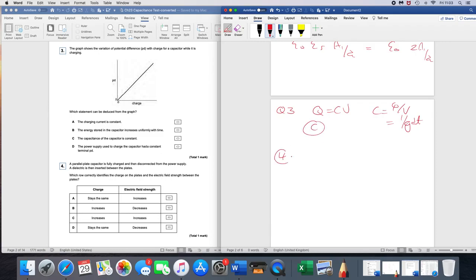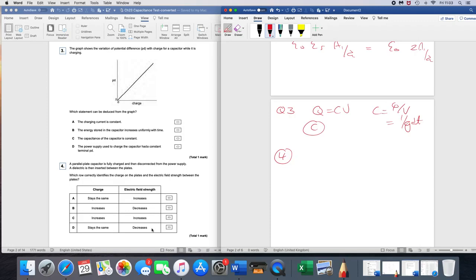Question 4. Question 4 is a little bit opaque, I think. A parallel plate capacitor is fully charged and then disconnected from the power supply. A dielectric is then inserted between the plates. Which rule correctly identifies the charge on the plates and the electric field strength between the plates? Well, if you have connected your capacitor, charged it, and then disconnected it, there is no way for charge to flow on or off the plates. So it can only be A or D. So the field strength must either increase or decrease.